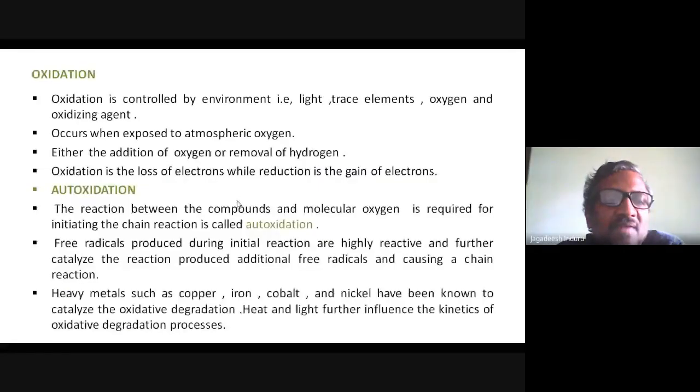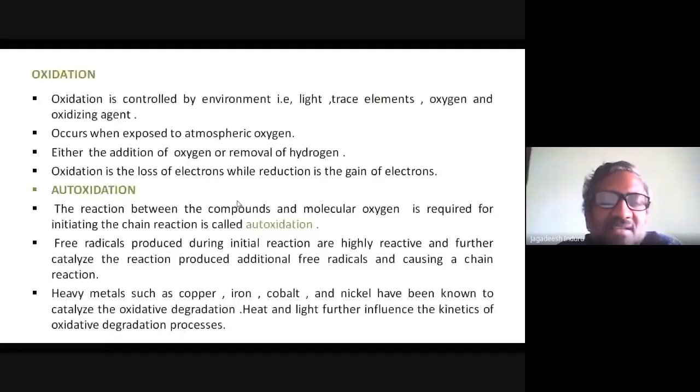So in the first case, it gets the free radicals, and they are highly reactive and further catalyze the reaction, and additional free radicals get produced. This chain reaction will keep on going, and your drug is completely degraded, and it will end. Most of the time, heavy metals like copper, iron, cobalt, nickel, these metal ions will catalyze the oxidative degradation. So they create this radical chain reaction, and it is catalyzing.